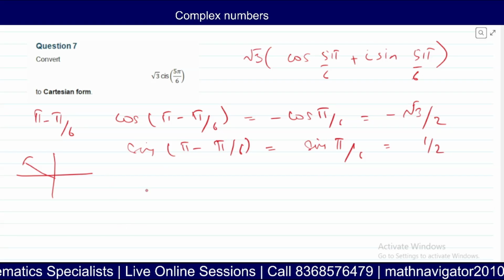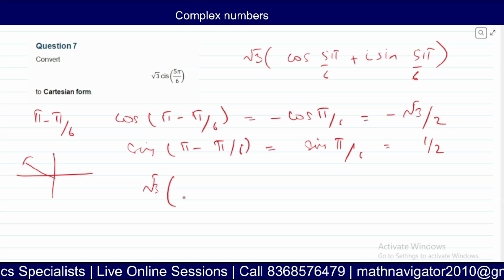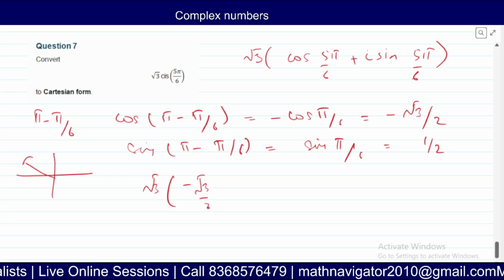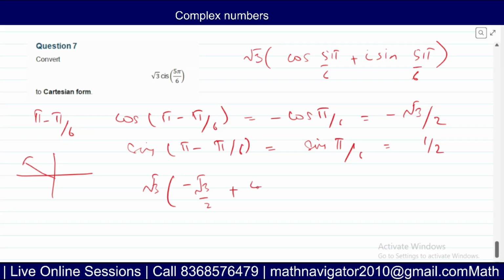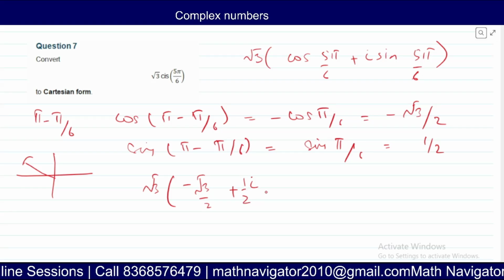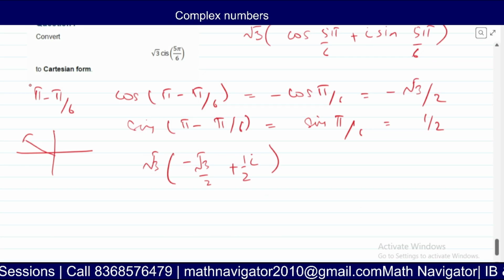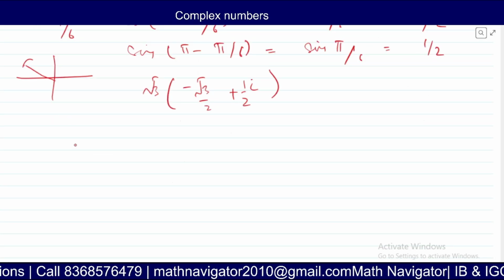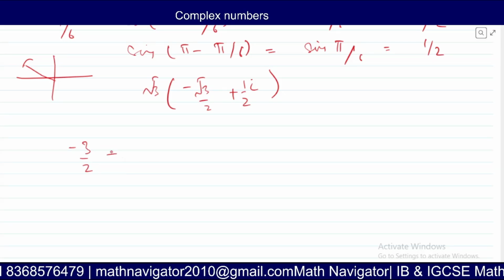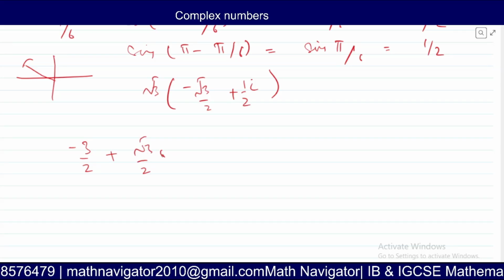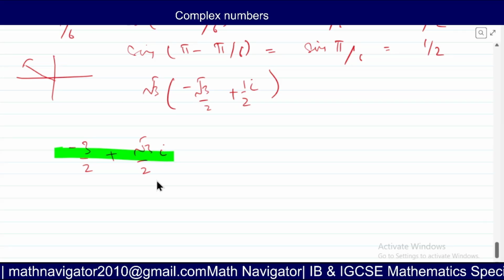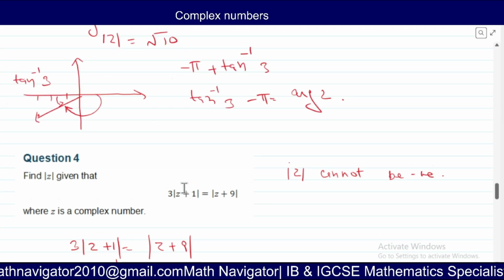So my answer will become root 3 times negative root 3 by 2 plus i times half, right? Then you can solve it. So this becomes minus 3 by 2 root 3 times root 3 plus root 3 by 2 i. So this is my final answer. Clear? Let's move to the next question.